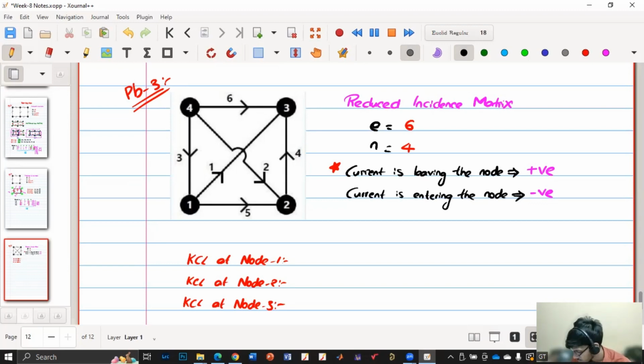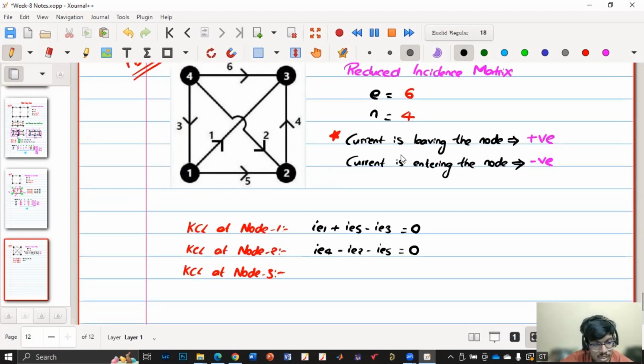I1 plus I5. Sorry, your voice is very low. Can you speak louder? Sir, I1 plus I5 minus I3 is equal to 0. Yes, IE1 plus IE5 minus IE3 is equal to 0. Now at node 2, Sir, I4 minus I2 minus I5 is equal to 0. Yes, IE4 minus IE2 minus IE5 is equal to 0.